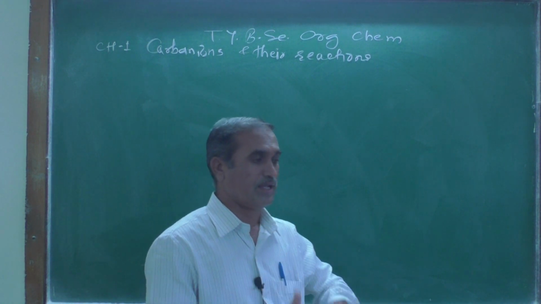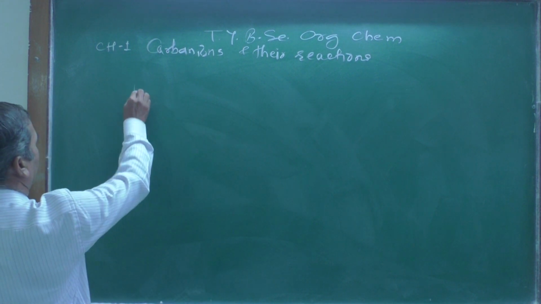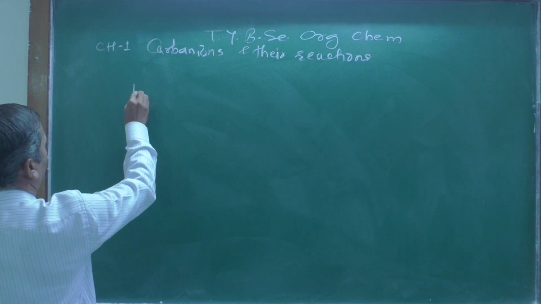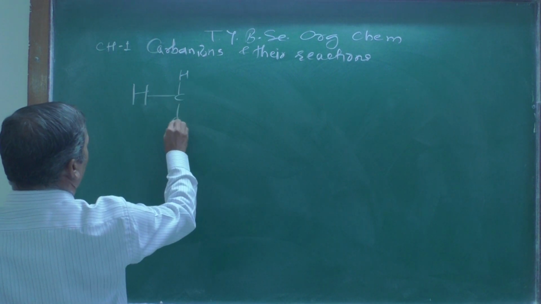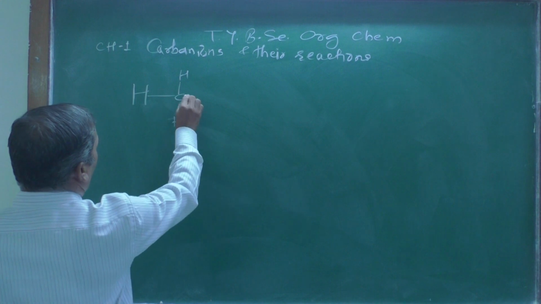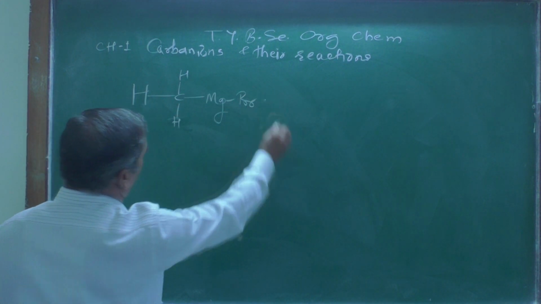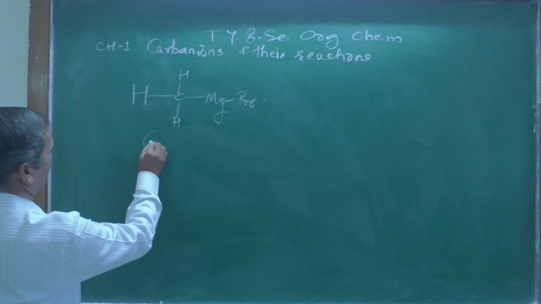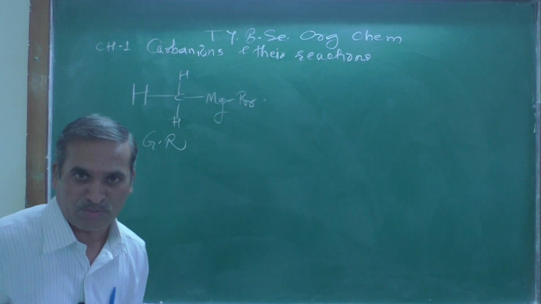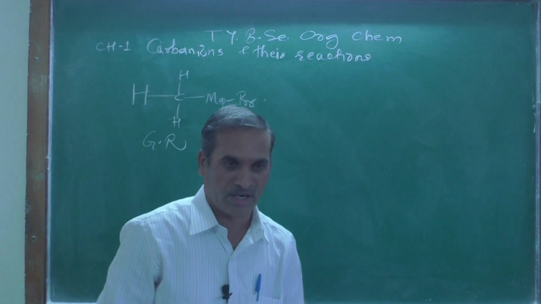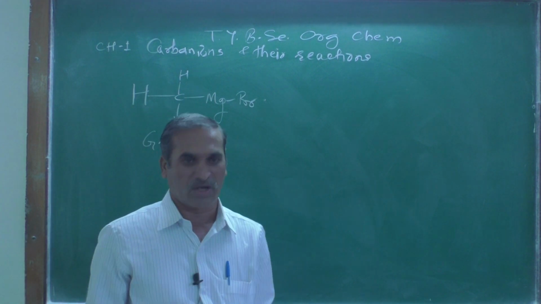Similarly, for example, I am specifically writing the Grignard's reagent here. Here is a carbon atom, meaning this is a methyl group, and when it is attached to magnesium bromide, this is known as a Grignard's reagent. Methyl magnesium bromide is nothing but a Grignard's reagent. It is a versatile synthon for a variety of organic compounds.